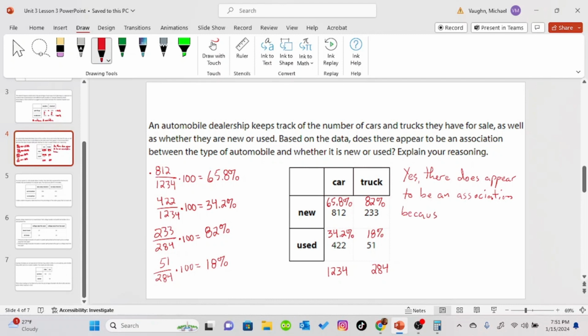Because trucks are more likely to be new than cars are. This is what we mean by an association. There does appear to be a difference, and therefore there does appear to be an association.